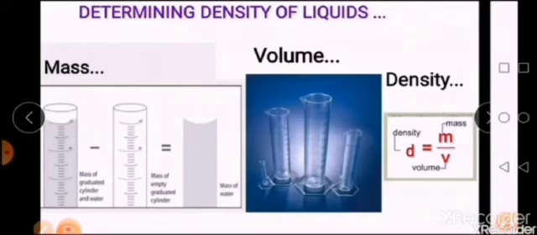Now you will come across the term relative density. Relative density means the density of the substance to the density of water. Since it is the ratio of the same units, it does not have any unit, or you can say that relative density is a dimensionless quantity.